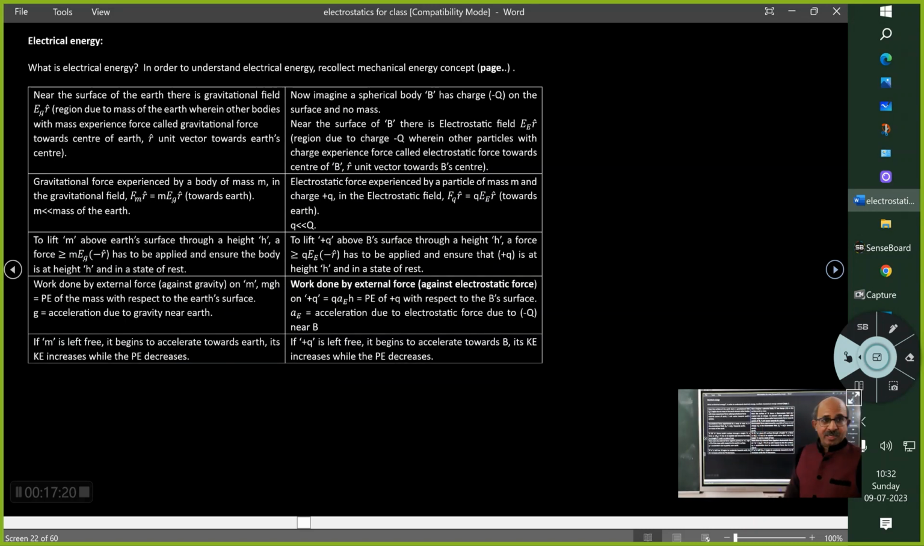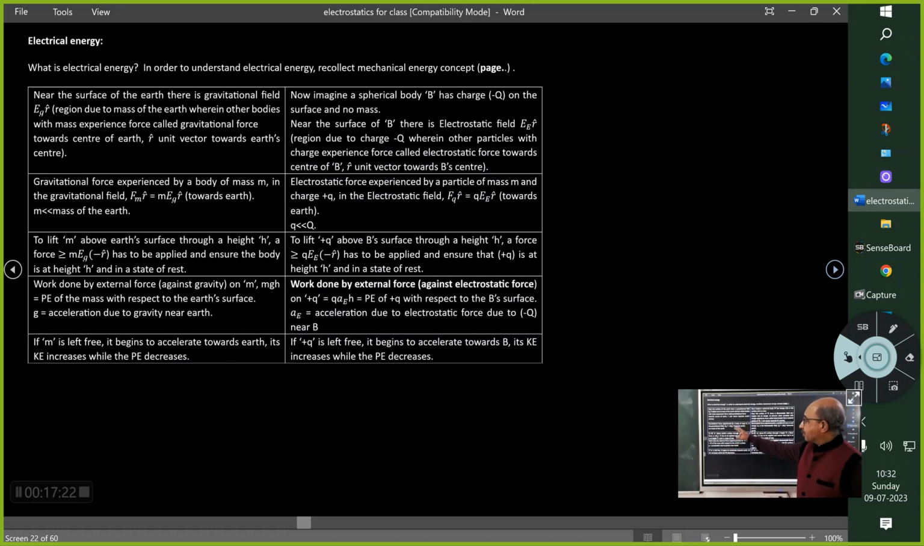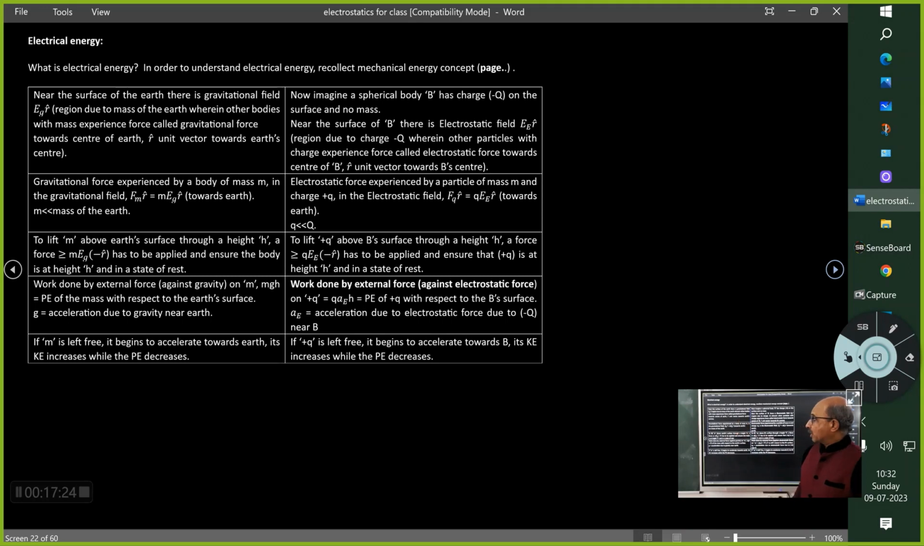Okay, yesterday I explained these terms. On the left side, near the surface of Earth, you have E_g r cap. I suppose you can understand what E_g r cap is? That I have explained. Then the gravitational force F_m r cap is equal to m E_g r cap. I suppose you understood the term. If you have doubt, ask quickly. Don't create doubts. I have explained this in detail yesterday.